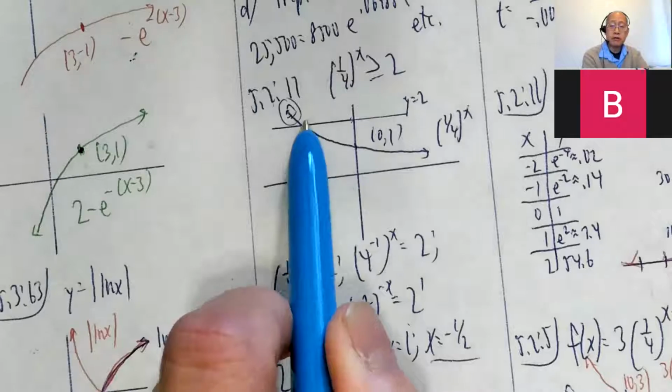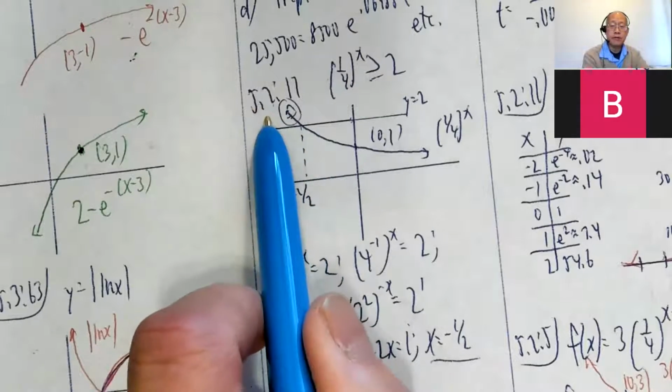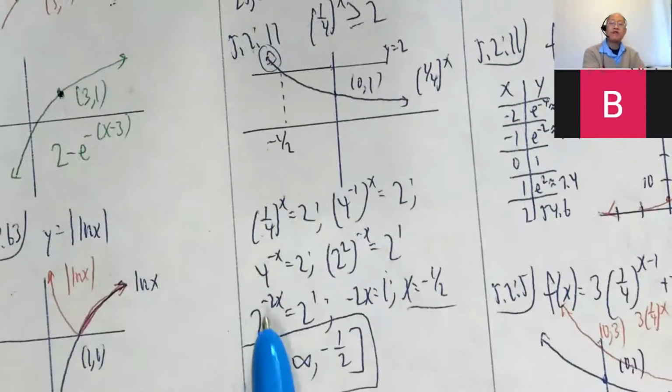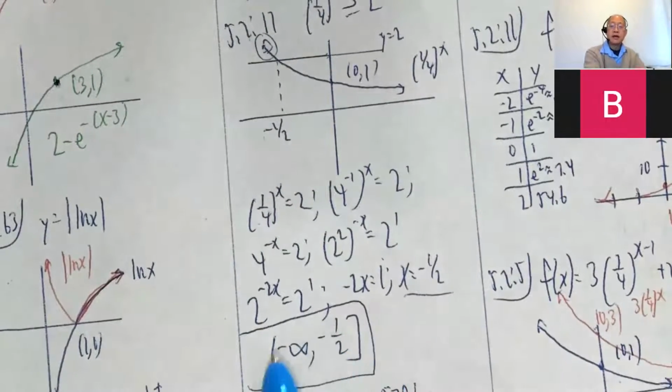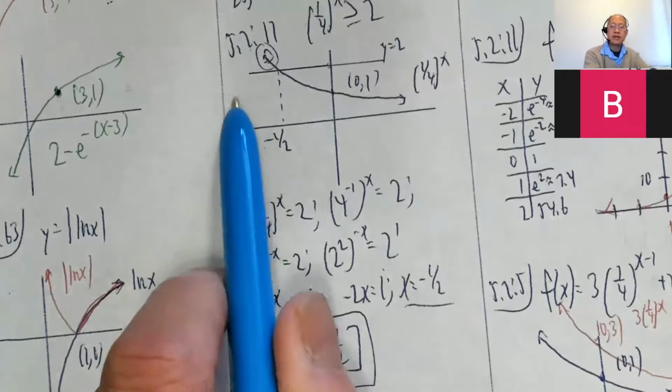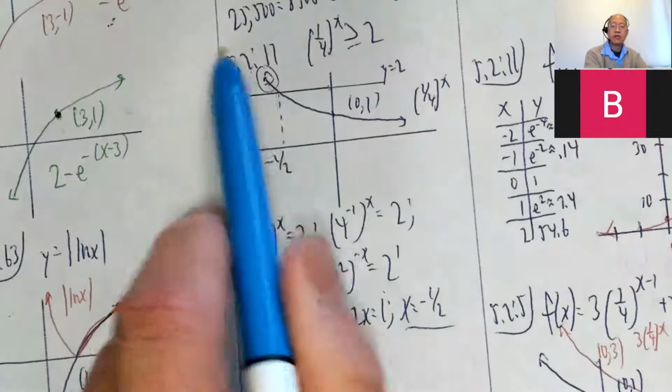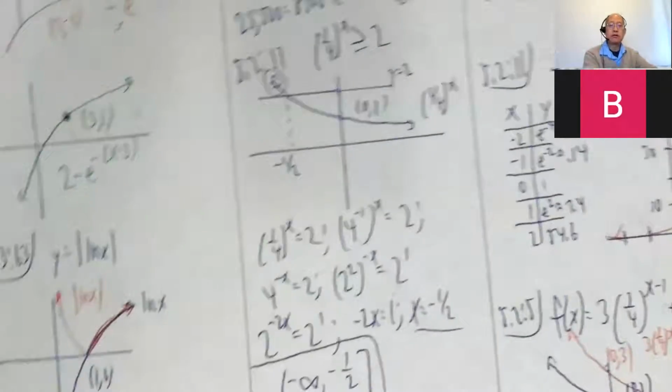Where's the graph greater than 2? That's everything over here to the left of it. So the final answer is negative infinity to negative 1/2, with a bracket, or x is less than or equal to negative 1/2. That's where the y value is greater than or equal to 2.